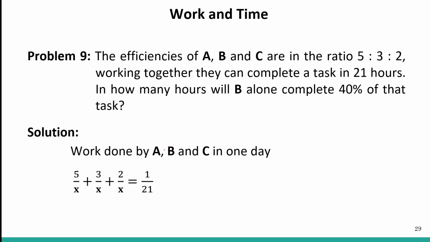So the work done by A, B, and C in 1 day will be 5 by x, 3 by x, 2 by x, which is equal to 1 by 21. This is given. So this is what we have let here.